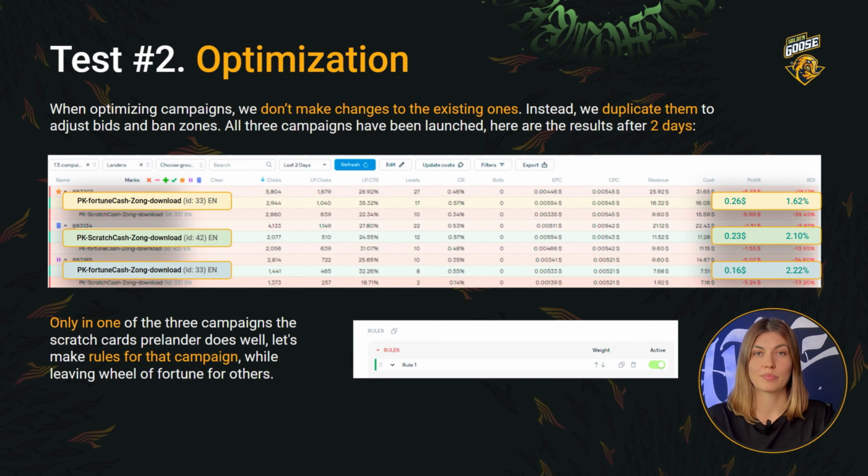When optimizing campaigns, we don't make changes to the existing ones. Instead, we duplicate them to adjust bids and ban zones. All 3 campaigns have been launched. Here are the results after 2 days. Only in one of the 3 campaigns does the Scratch Cards preliminary do well. Let's make rules for that campaign while leaving a Wheel of Fortune for the others.